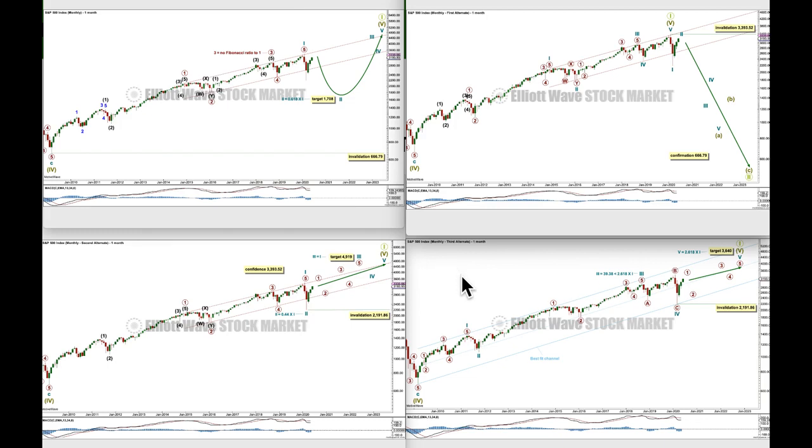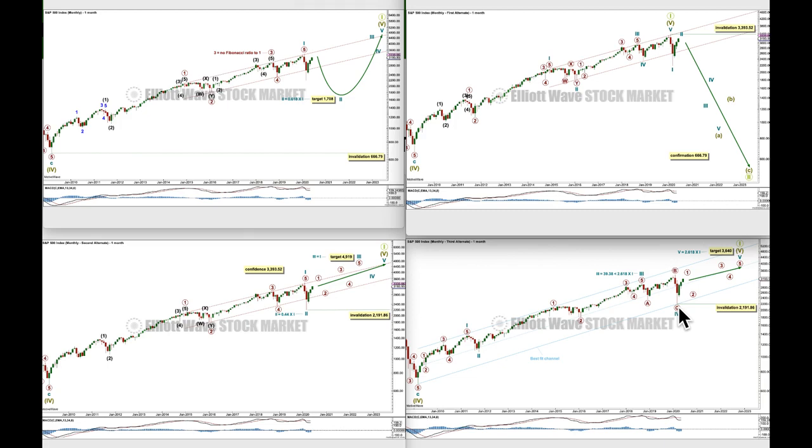This third alternate and my last monthly chart is new, and this is really different, and this is also bullish, but not necessarily as bullish as the second alternate. From this low to this high, I am seeing the subdivisions quite differently. Instead of 1, 2, 3, 4, 5, I'm seeing it as 1, 2, 3, 4, 5. 2 is a zigzag, 4 is a complete expanded flat.